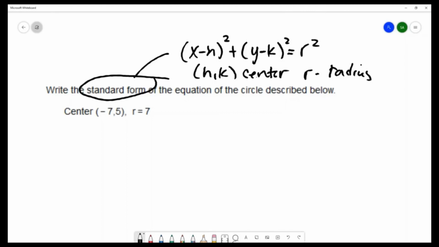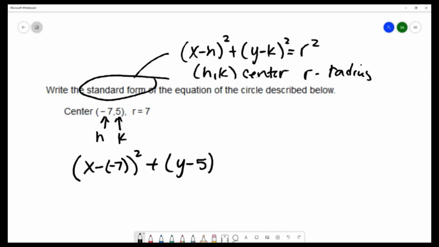So for ours, we have h being -7 and k being 5, and we have the value of r being 7. I'm going to substitute these values into the equation of the standard form of a circle. That would give me x minus -7 squared plus y minus 5 squared equals 7 squared.